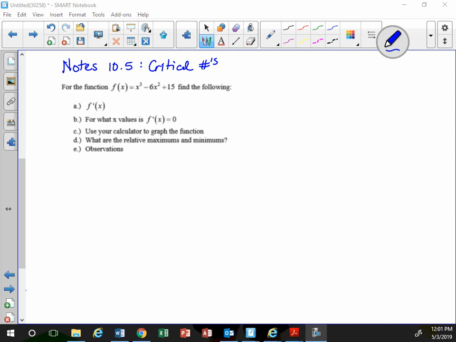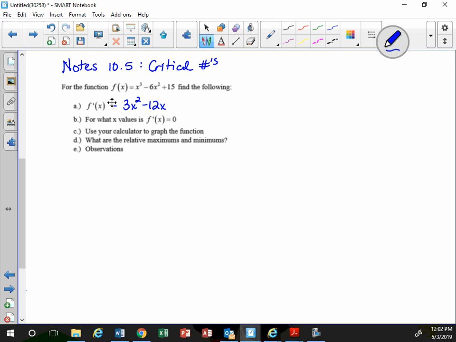All right, we have to find f prime of x. So what is f prime of x going to equal? Hopefully you guys are good at that at this point. Yes? We're doing okay with it?